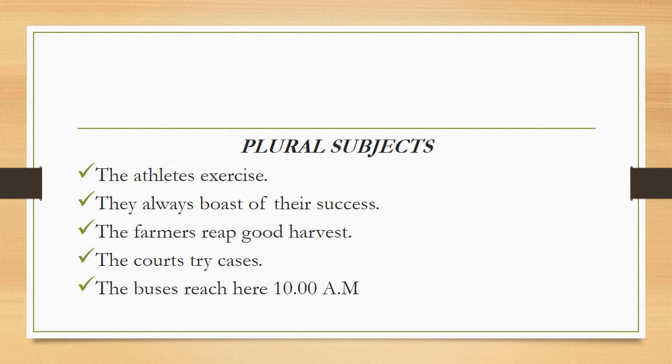Let's look at the plural subject here. The athletes exercise. Over here, we did not say the athletes exercises, no. It becomes the athletes, plural, exercise. They always boast of their success. The farmers reap good harvest. The farmers, plural, reap. If it becomes singular, the farmer, then it becomes reaps. But the moment it is farmers, we only use reap as the verb so that it agrees.